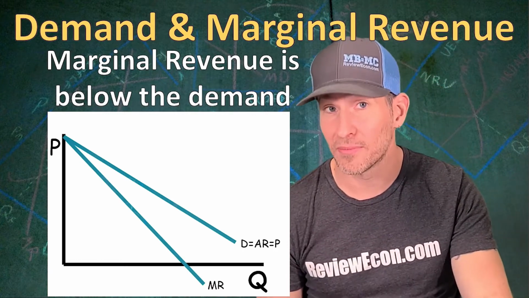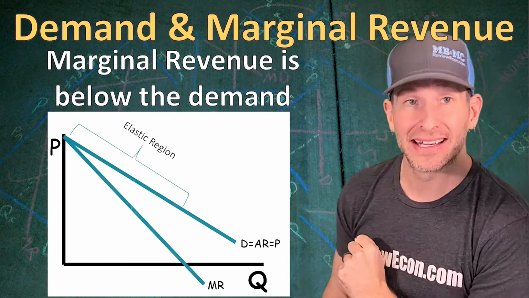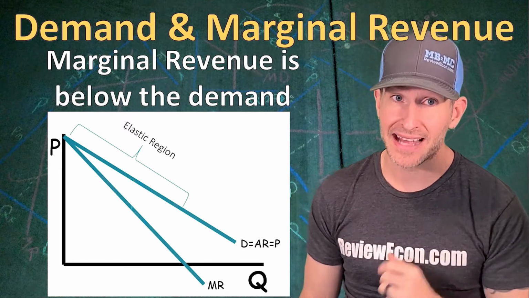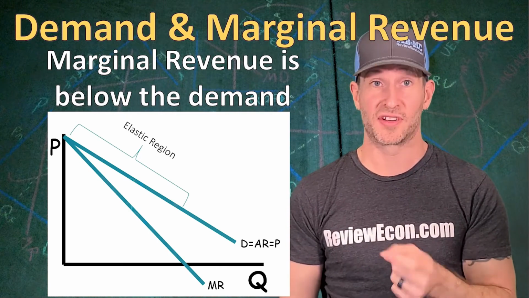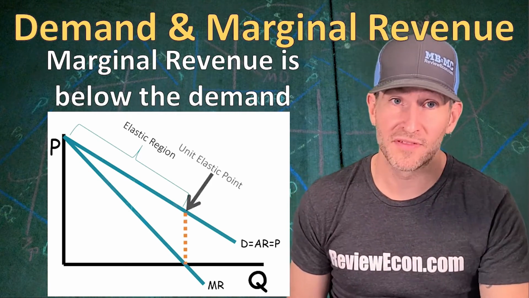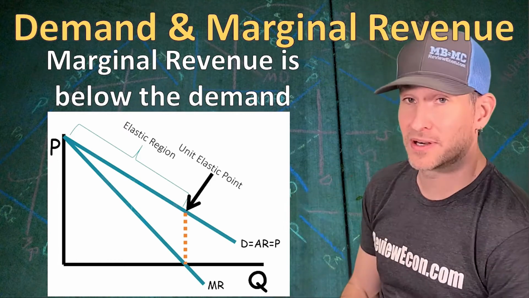As long as the marginal revenue is positive, we will see that region there is the elastic range, because as the price is falling, the marginal revenue is positive. That means total revenue is rising. Where marginal revenue is 0, that is where the unit elastic point of the demand curve above is found.